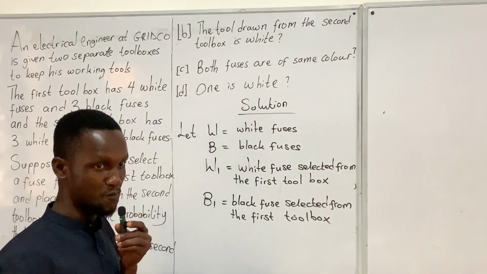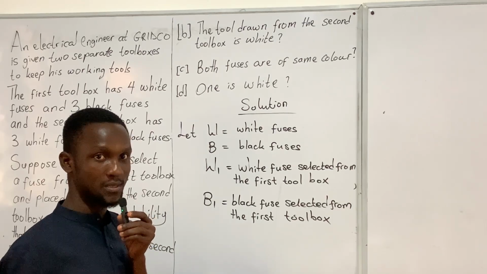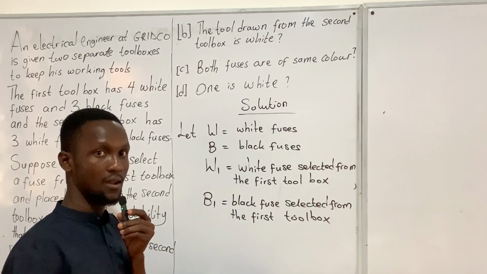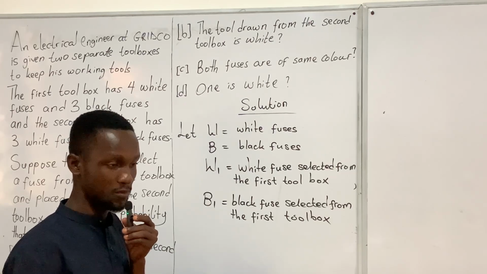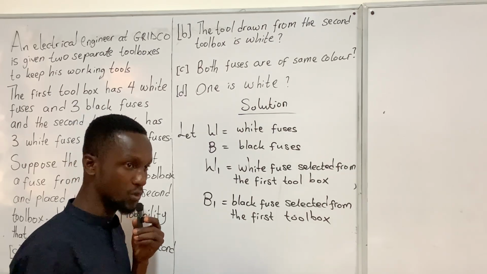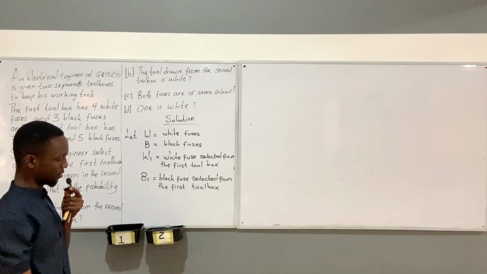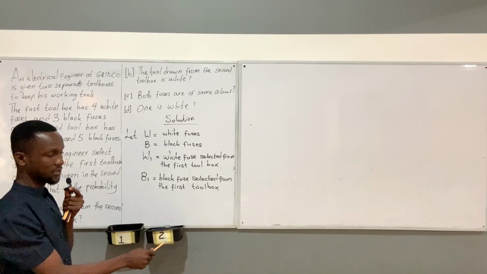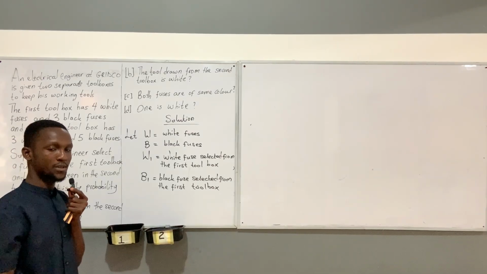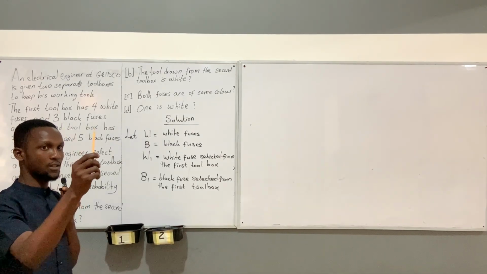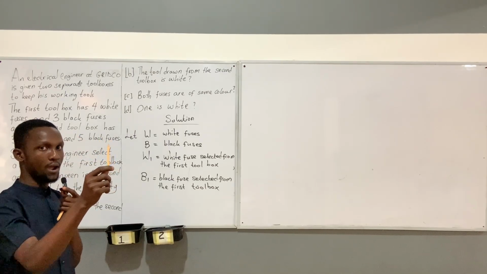So I have made my own toolboxes, and I use pencil colors as my fuses. I'll use them to explain so that we get the concept very well. So let's see what we have. These are my toolboxes, my first toolbox and my second toolbox. I did not get a white color pencil to represent the white fuses. So let's assume that this is our white fuse.